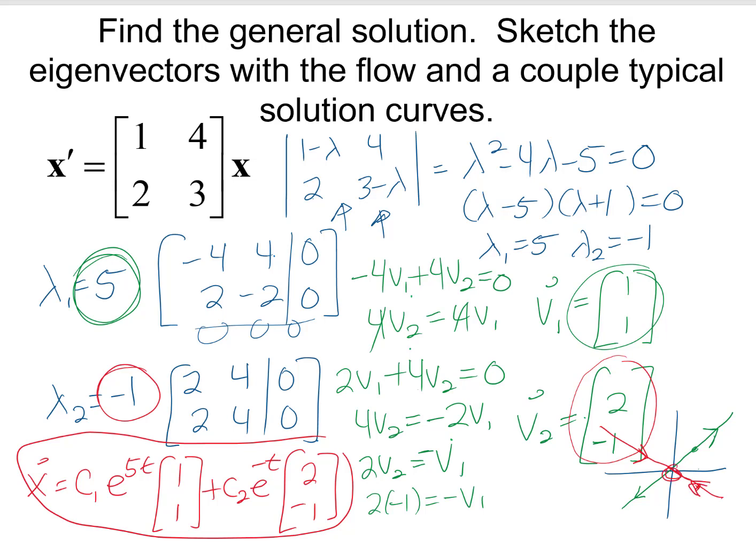There is an equilibrium solution right there at the origin. However, it's unstable because typical solutions are going to come in and then end up heading out. They're going to kind of try and come in, but then the e to the 5t will dominate and they end up heading away.